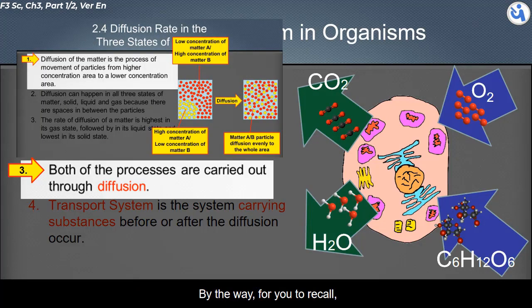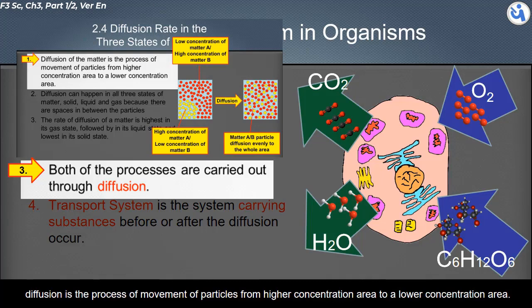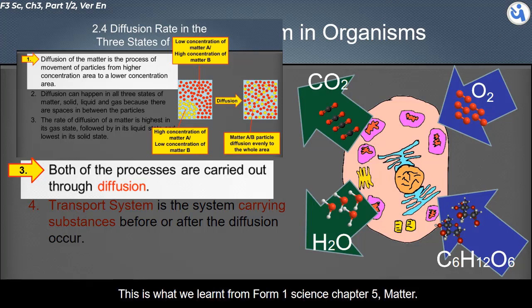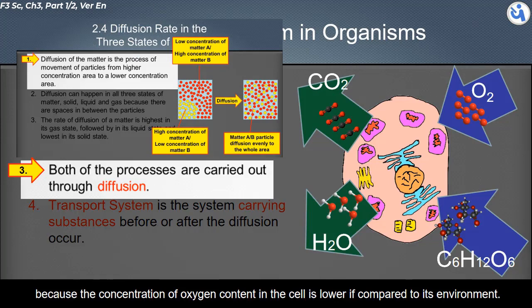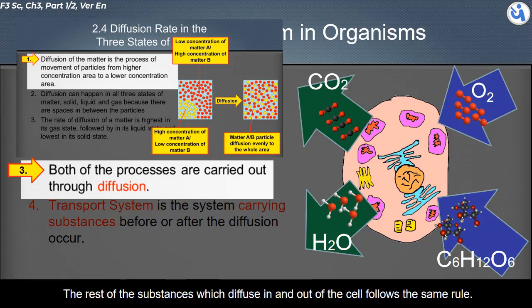By the way, for you to recall, diffusion is the process of movement of particles from a higher concentration area to a lower concentration area. This is what we learnt in Form 1 Science, Chapter 5, Matter. This means that oxygen is able to diffuse into the cell, because the concentration of oxygen in the cell is lower compared to its environment. The rest of the substances which diffuse in and out of the cell follow the same rule.